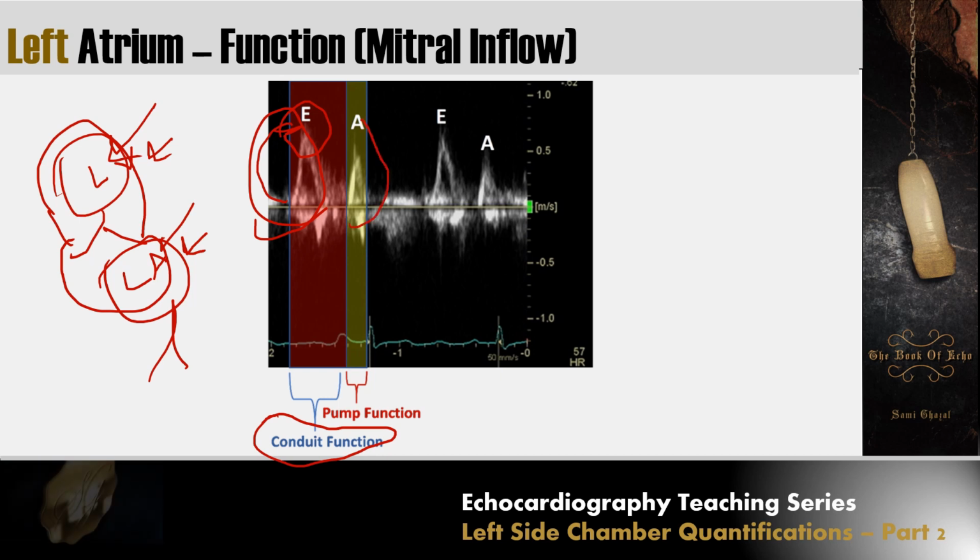The A wave: toward the end of diastole, the atrium will contract, producing an A wave here, filling the LV toward the end of diastole, and this will reflect the pump function of the heart. So in atrial fibrillation, the LA is not contracting, or does not produce effective contractile function, so we will have an absent A wave in atrial fibrillation.